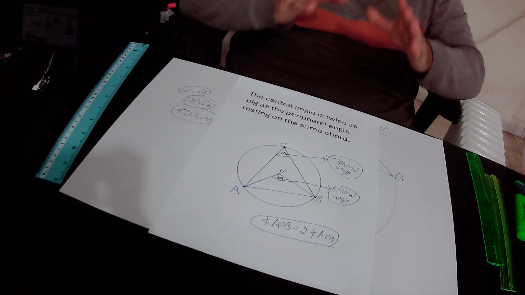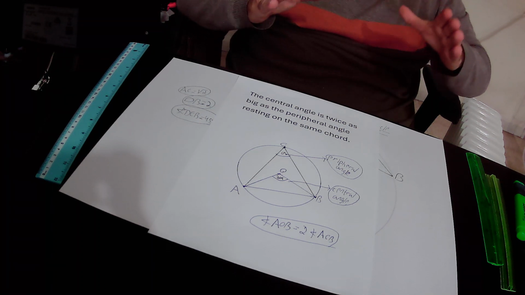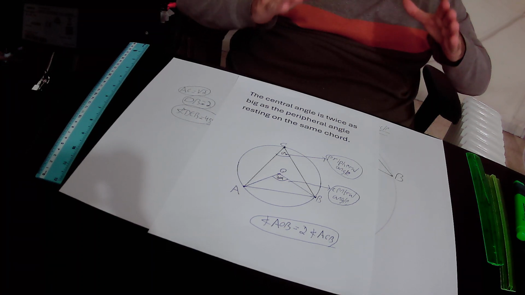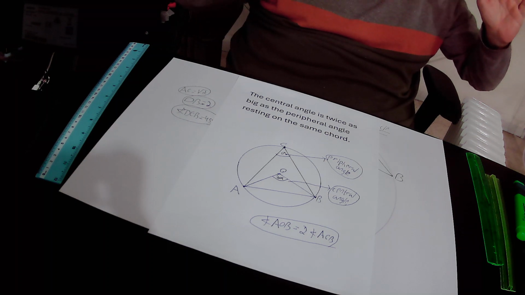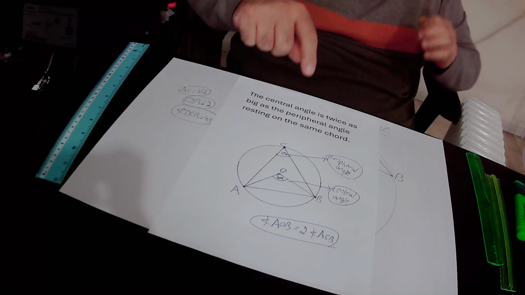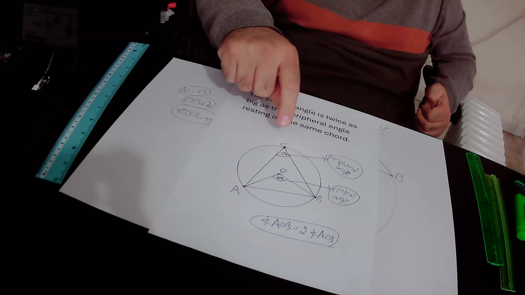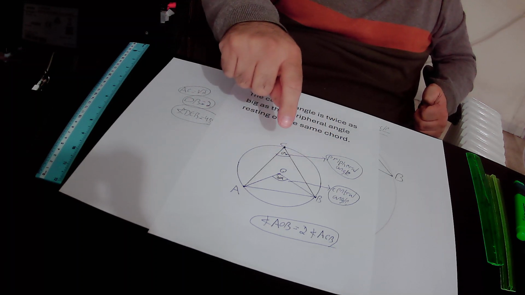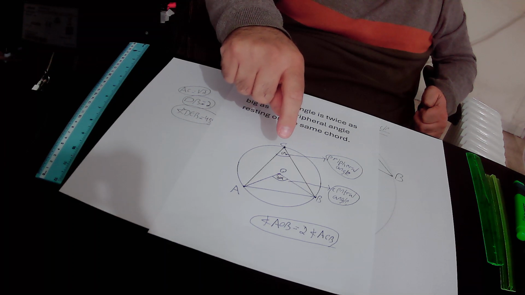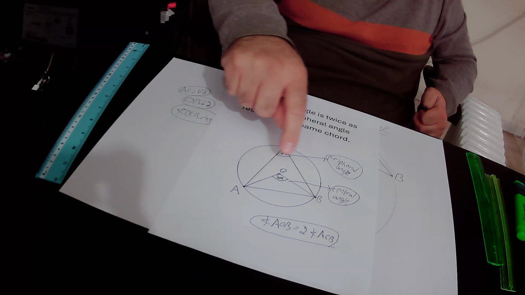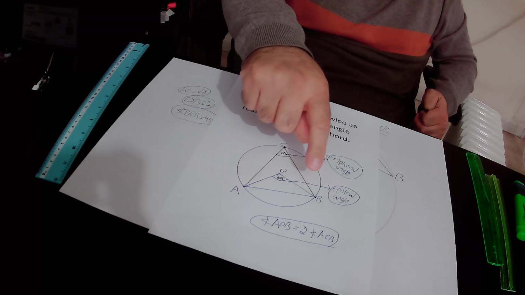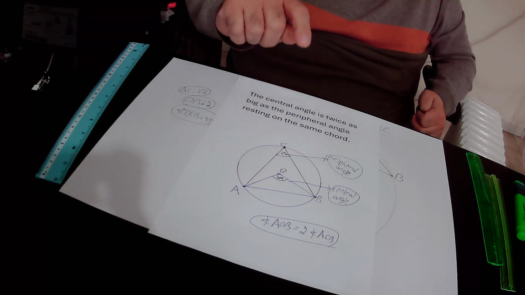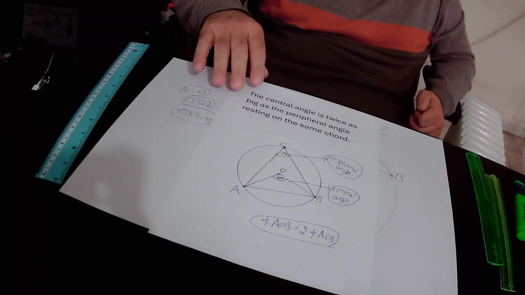So the central angle is twice as big as the peripheral angle that rests on the same chord. Here the peripheral angle is alpha and it rests on chord AB. The central angle rests on the same chord AB, therefore it must be equal to 2 alpha.